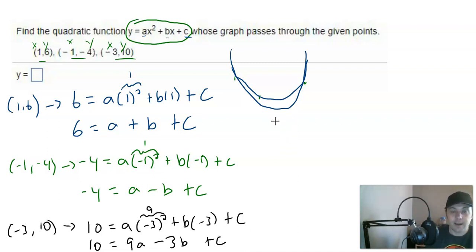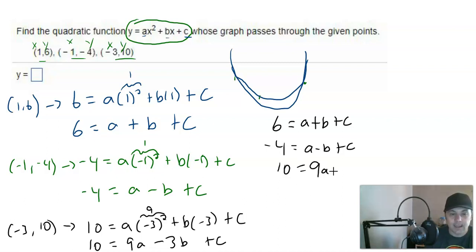All right, so let's go ahead and write them over here. So we have 6 equals a plus b plus c. We have negative 4 equals a minus b plus c. And we have 10 equals 9a minus 3b plus c. And we want to solve this system of equations. So we'll go through that same generic process that we did for the very first example, and it should work pretty nicely here because this is a more ordinary, typical kind of system of equations.